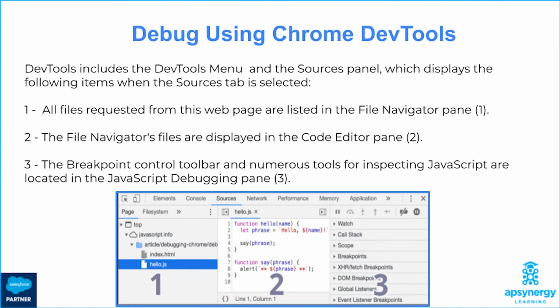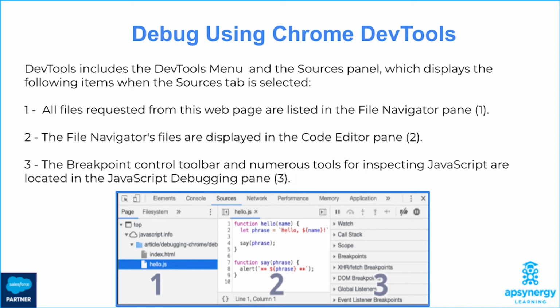In DevTools, you can see the DevTools menu and Sources panel, which displays the items when the Sources tab is selected. These items are number 1, File Navigator pane. In this pane, HTML, JavaScript, CSS, and other files, as well as images attached to the page, are listed. Chrome extensions may also show up here.